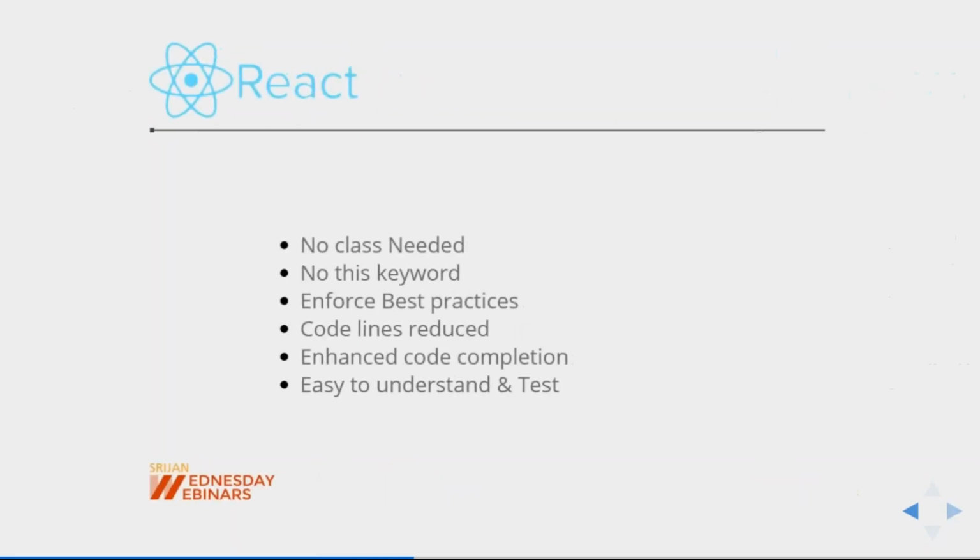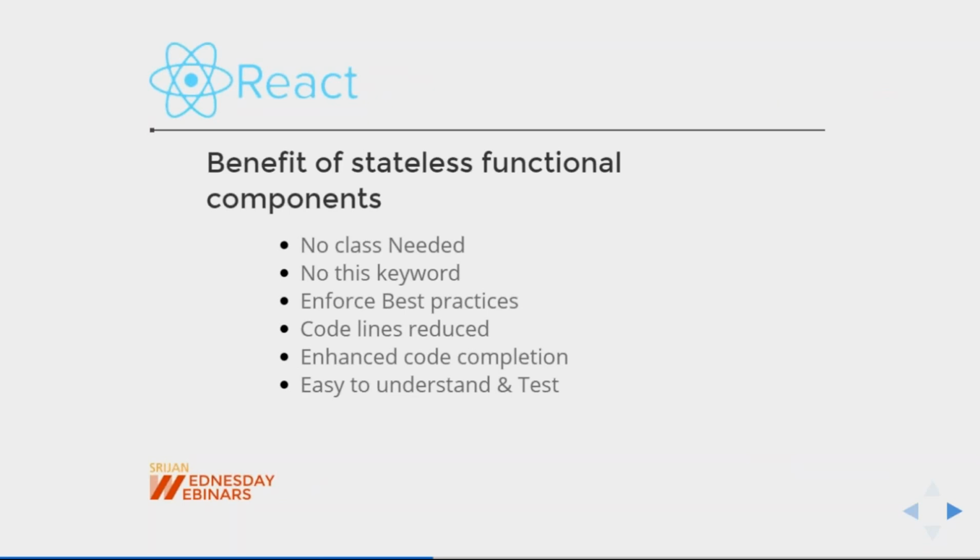So what is the advantage of using a stateless function component? No class is needed, no issues with the this keyword. Otherwise, in the ES6 component, we need to bind every DOM event with this object. It enforces best practices. The number of lines of code is reduced. Code completion will obviously be better, and it is easy to understand and easy to test.